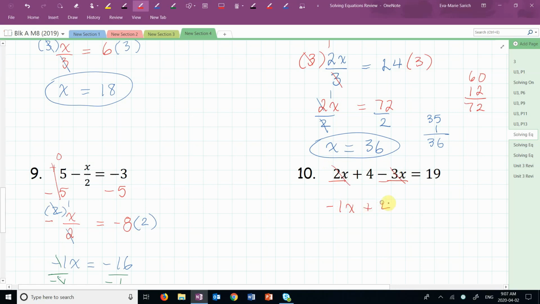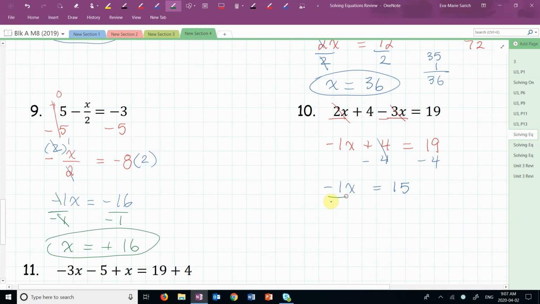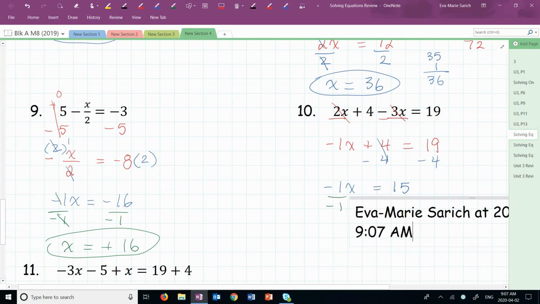That gives us then +4 is equal to 19. So we've simplified this by adding like terms. The next, we know we need to get rid of any add or subtract. So that's an add 4, so we're going to subtract 4 from both sides. We're left with -1x is equal to, again, hot 19, cold 4. That means it's going to cool down the 19, and we're going to end up with 15. And now the last step is to get rid of the -1 by dividing by -1.